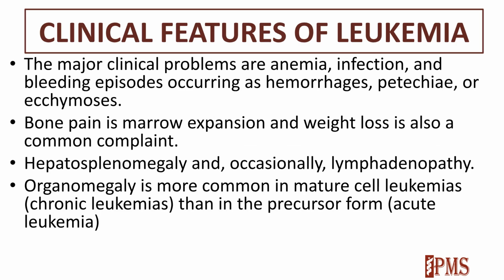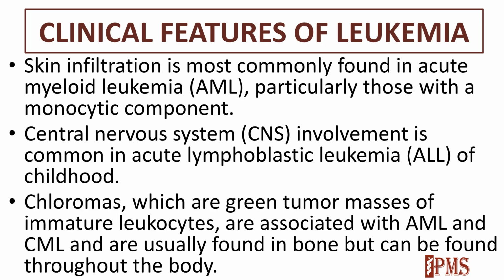Major clinical problems of leukemia include anemia, infection, and bleeding episodes. Other common complaints are bone pain from marrow expansion and weight loss. Hepatosplenomegaly and lymphadenopathy may also occur, being more common in chronic leukemias. Skin infiltration is frequently observed in acute myeloid leukemia, especially those with a monocytic component.